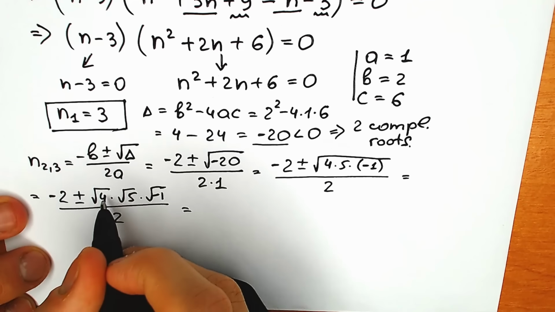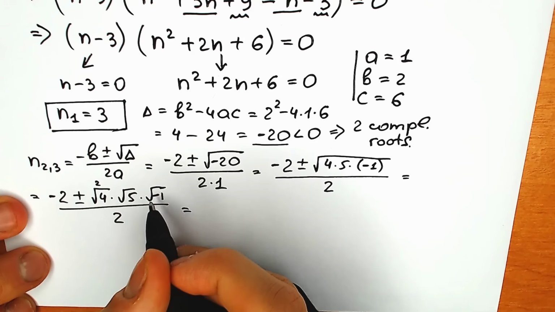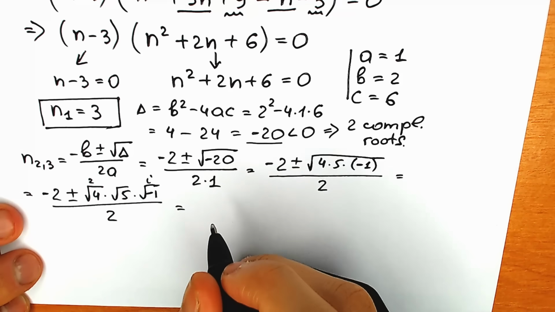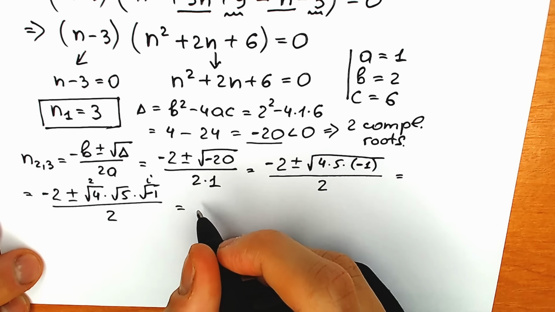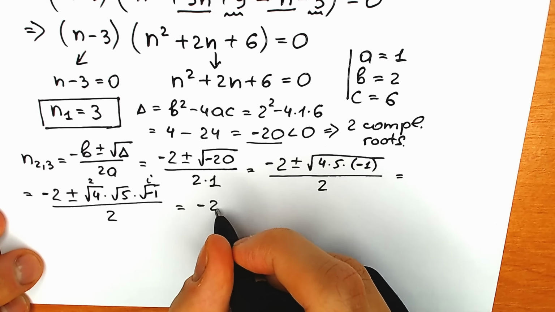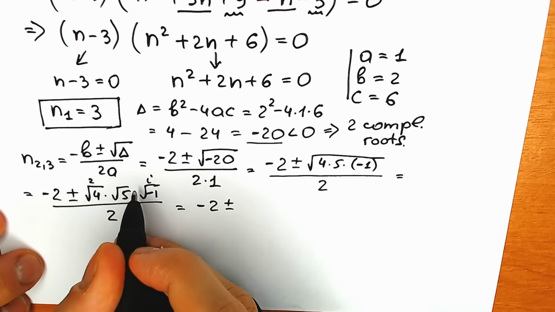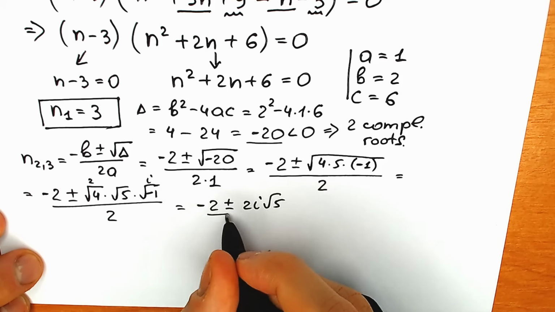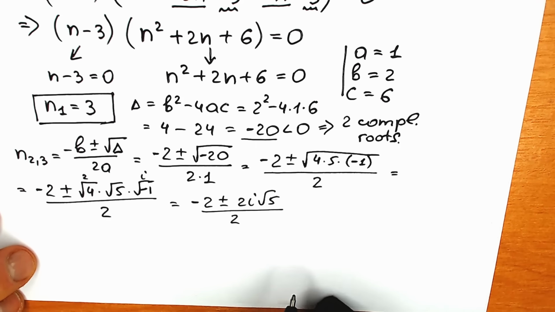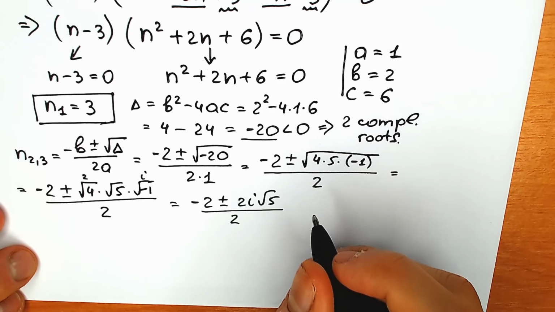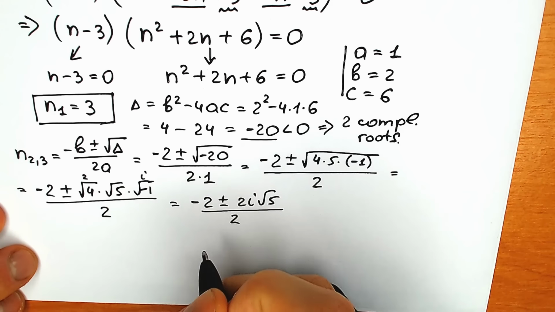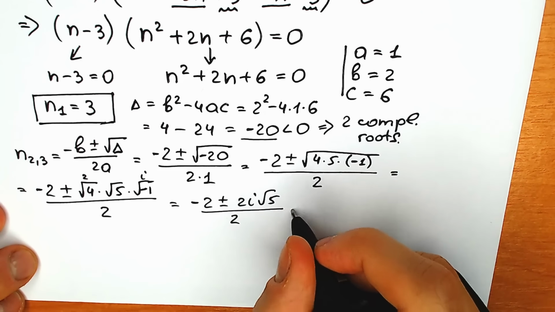And right now the square root of 4 is equal to 2, and the square root of minus 1 is equal to i, this is our complex unit, our imaginary unit, and let's write everything. So we have minus 2 plus minus 2i square root of 5, and we divide by 2. And for the final step, a lot of teachers prefer splitting this expression into real part and imaginary part, so maybe you're interested in this.